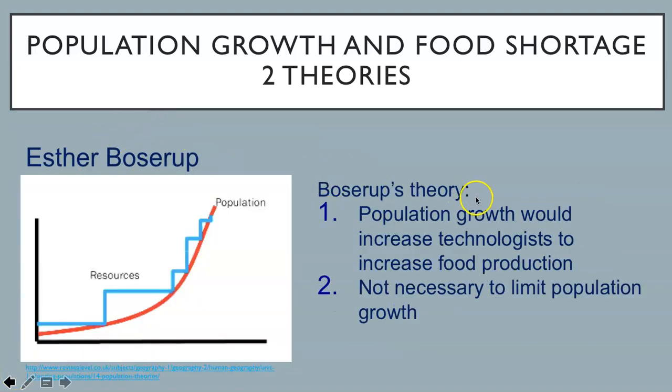The Esther Boserup theory states population growth would encourage technologists to increase food production, right? A technocentric view. And it's not necessary to limit the population, therefore, because we will find ways to feed the people.